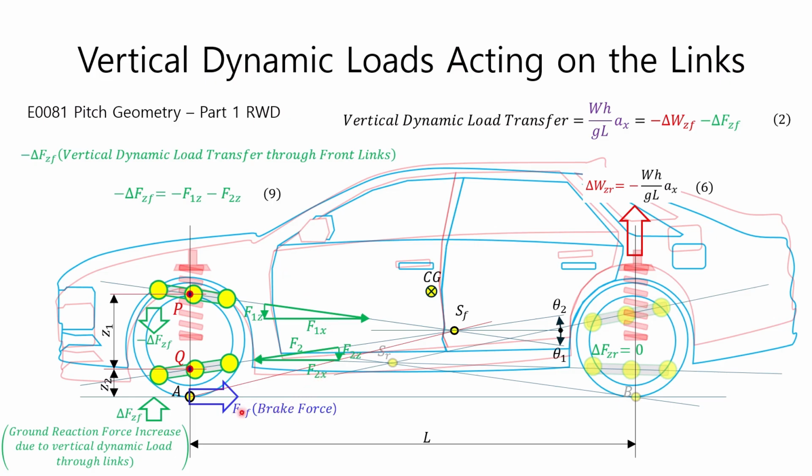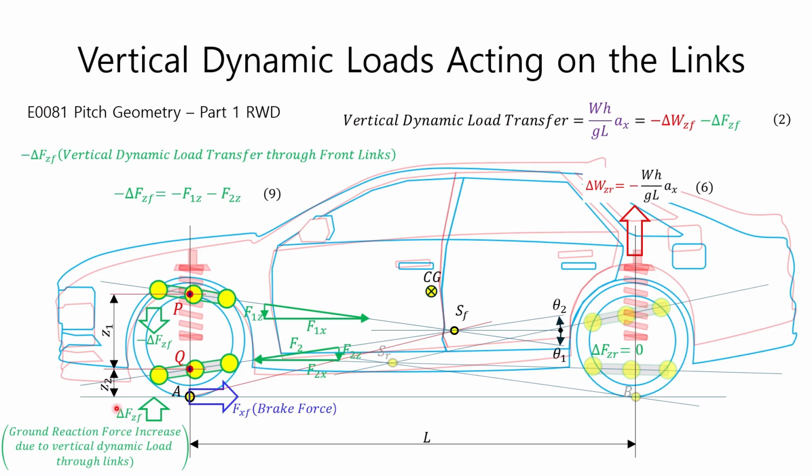at a static state. When the front wheel braking force Fxf is applied, the resultant vertical force acting on the front suspension links, delta Fzf, can be expressed as equation 9 using the vertical dynamic load acting on the front suspension upper link, F1z, and the vertical dynamic load acting on the suspension lower link, F2z, and is indicated by the green arrow in the figure. The suspension link vertical dynamic load, delta Fzf, acts vertically downward and is a force that compresses the links, thereby increasing the ground reaction force.